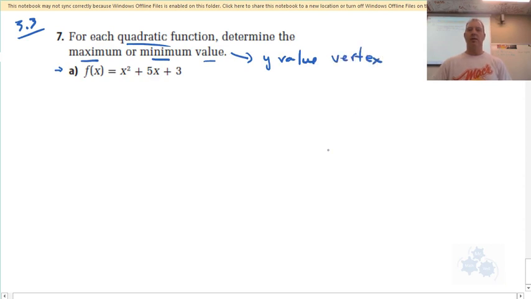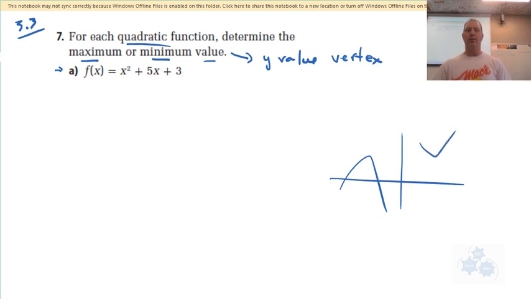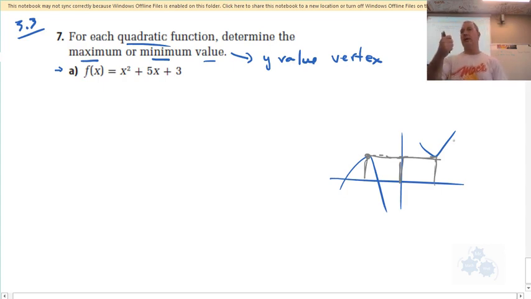Okay? And if you think about any parabola, whether it opens upwards or downwards, the maximum point of a parabola that opens downward would be the y value of the vertex. And the minimum point would be the y value of the vertex. So we're looking for the vertex, or at least the y value for the vertex.